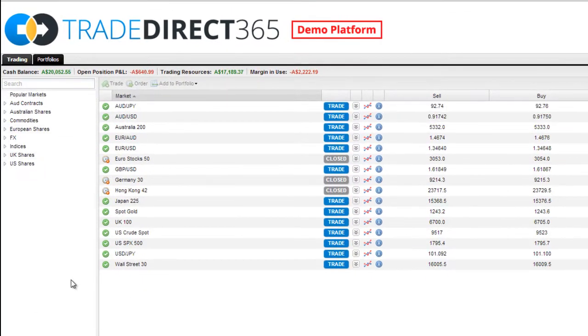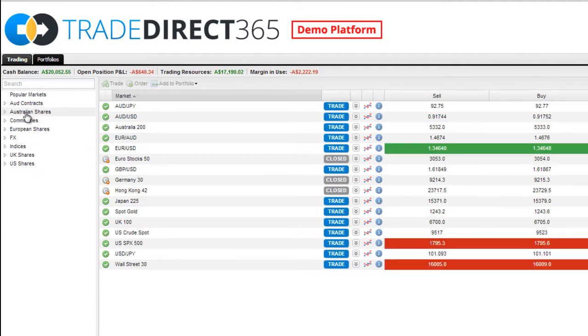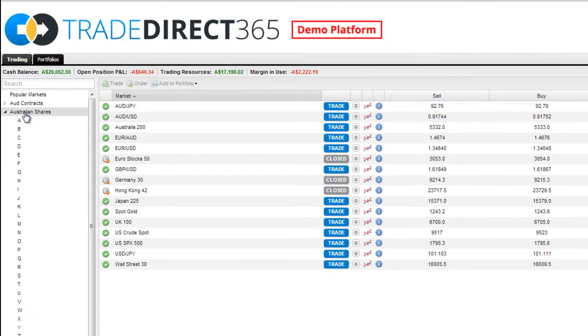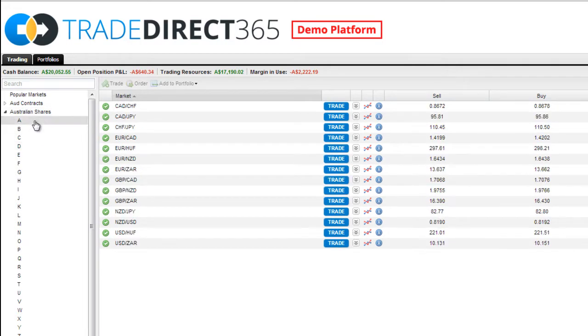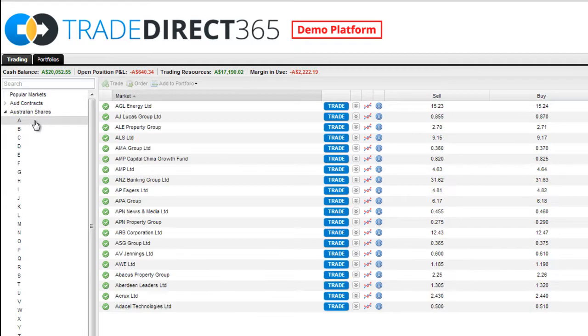Once we go into some of these other markets, we can see that there's Australian shares here, and obviously in Australia there's going to be a lot of focus on trading CFDs in the Australian market. They're listed in alphabetical order, and let's just click on the A's, some of the stocks here that pop up. Popular ones here, AGL up the top here.